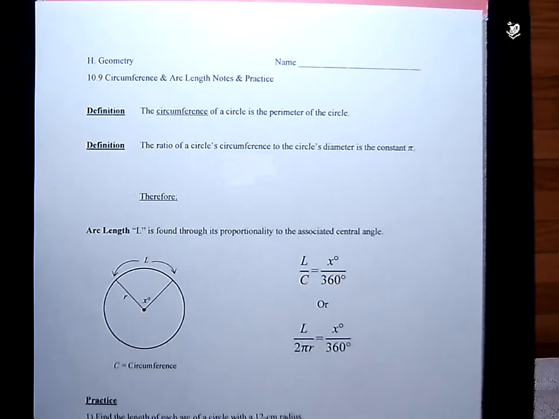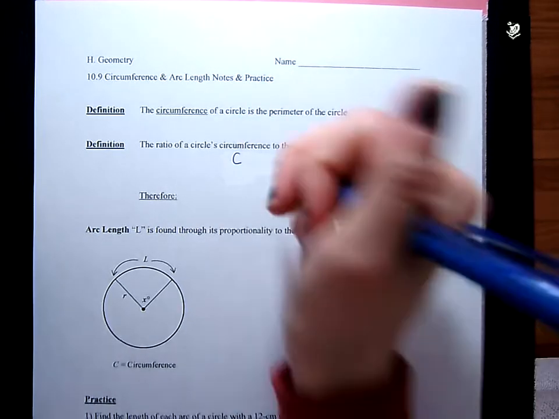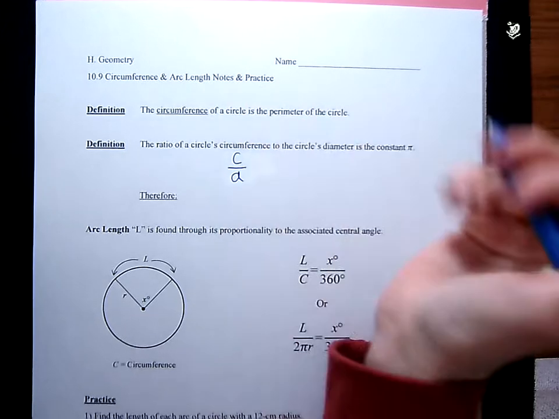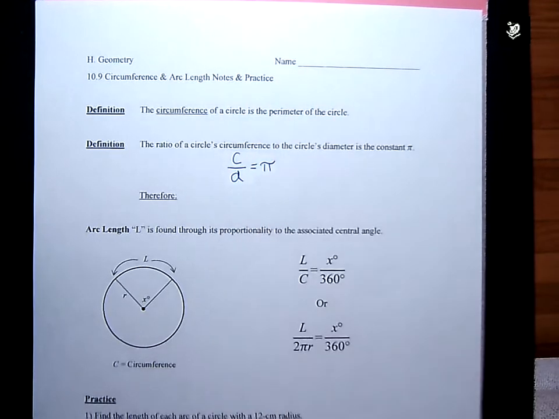This week, this first section is 10.9 and it focuses on circumference and arc length. So some of this might actually be a little bit of review for you. We already know the circumference of a circle is really just the perimeter of a circle. And the ratio of a circle's circumference to the circle's diameter is the constant pi. So that definition actually leads us to our circumference formula.